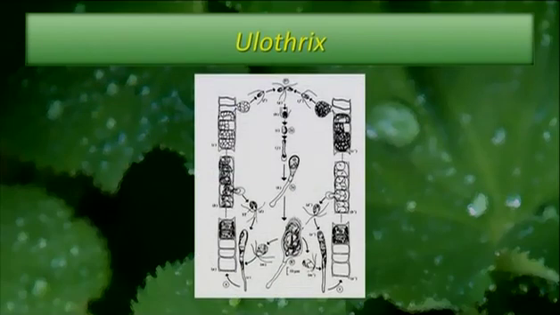Here's another look at the sexual life cycle. So here's one producing a gamete, here's another one producing a gamete, another individual producing a gamete. They fuse and form a zygote, which then undergoes meiosis to release zoospores, which grow into new filaments of Ulothrix.